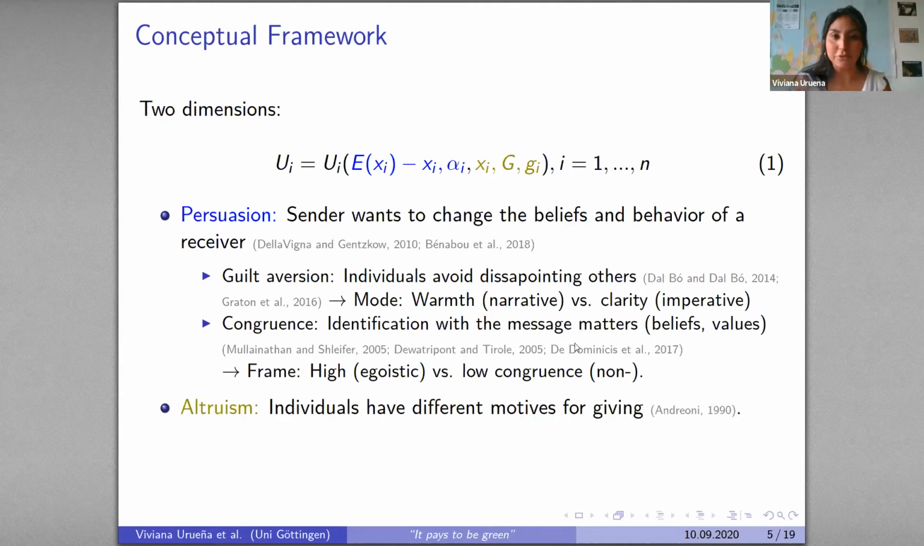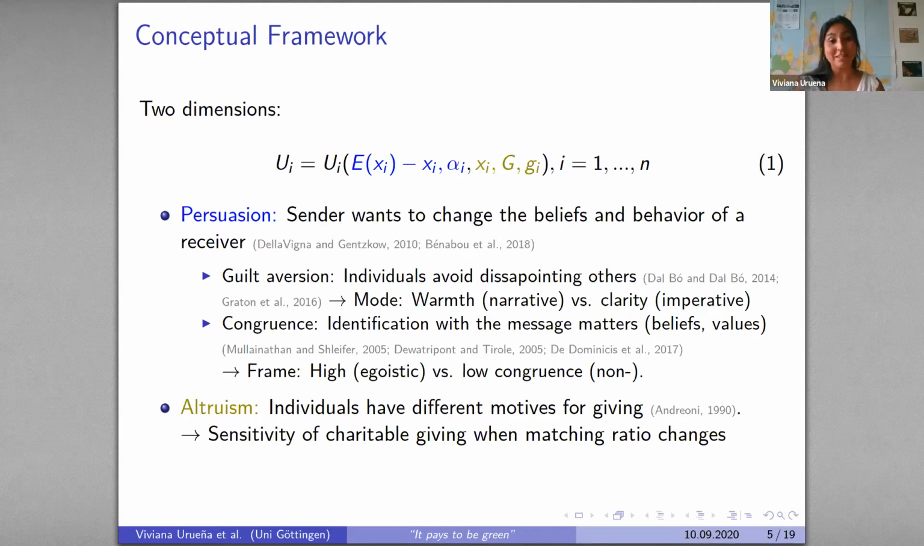The second dimension that we look at is, we know from the work of Andreoni that individuals have different motives for giving. And by using 3 different matching ratios, we can see the sensitivity of charitable giving when individuals are confronted with these 3 different ratios. And you will see in a second what I mean by this.